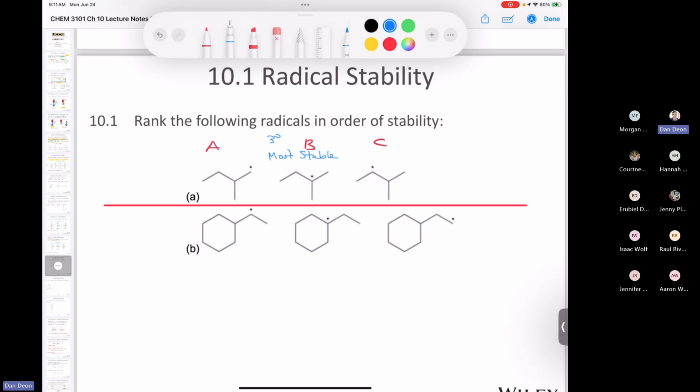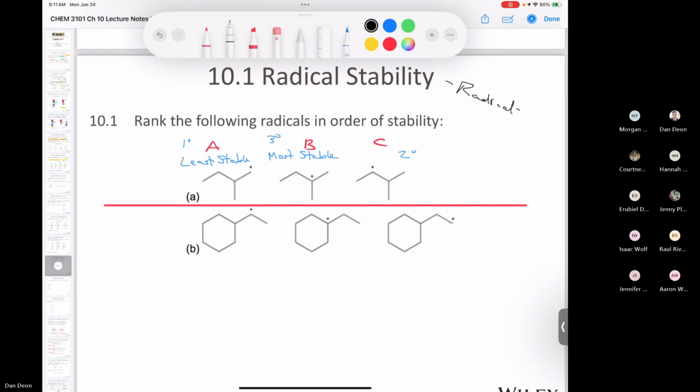Yeah. Thanks, Aaron. It's going to be A because it's primary. Yep, so let's pencil that in here. We'll put primary, we'll put here least stable, and then C is secondary. It's somewhere in between.